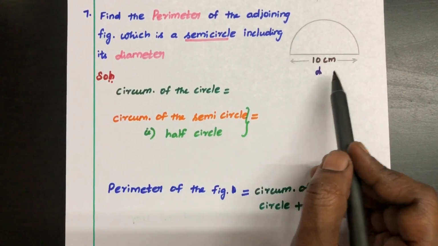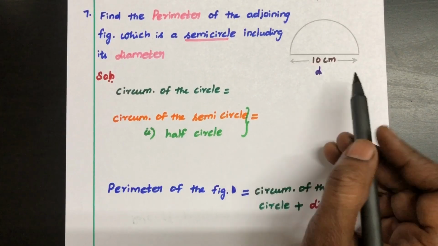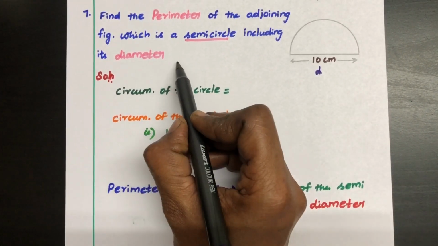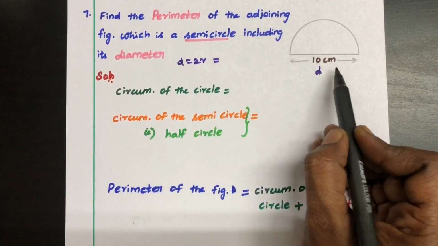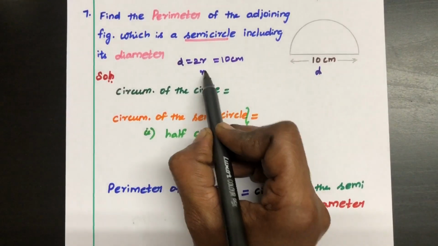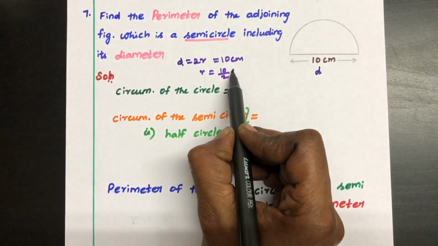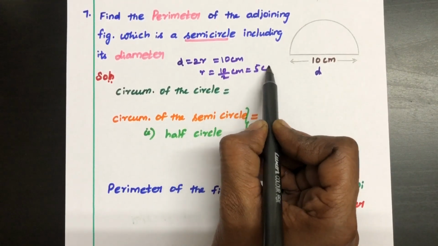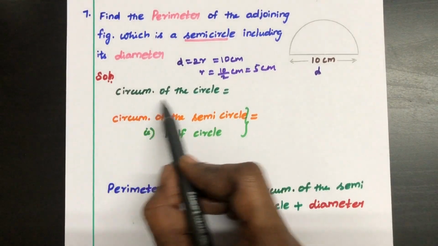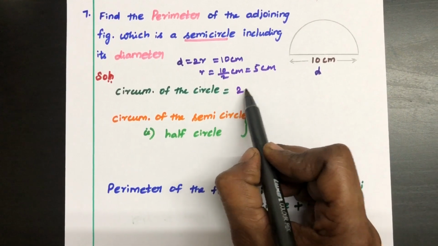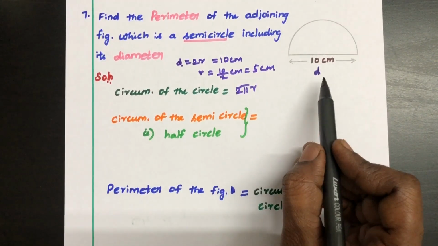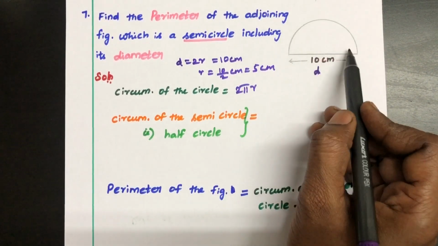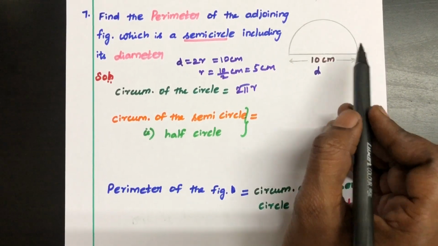Okay. So for that we need to know what the radius is. See, d is equal to 2 times r, which is equal to 10 centimeter. So r is equal to 10 by 2 centimeter, which is equal to 5 centimeter. Now, circumference of the circle is 2 pi r. Full circle is 2 pi r. Now, we are going to consider only half circle. So, half of the circle is semicircle.